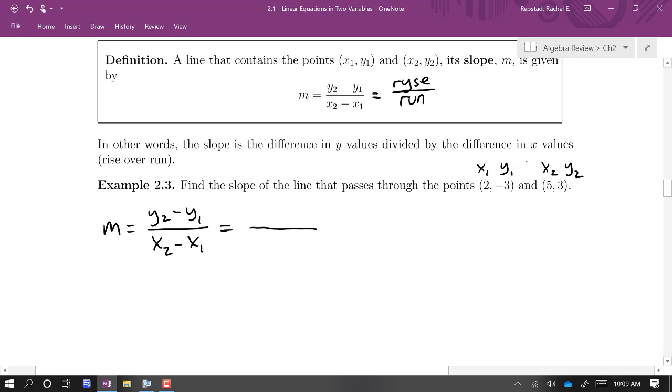So in this case, y2 minus y1 is 3 minus -3. On the bottom, x2 minus x1 is 5 minus 2. 3 minus -3 is a positive 6, over 3, so we get a slope of positive 2.